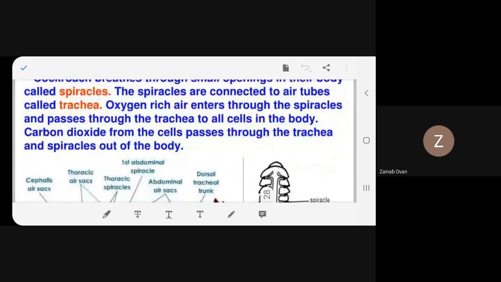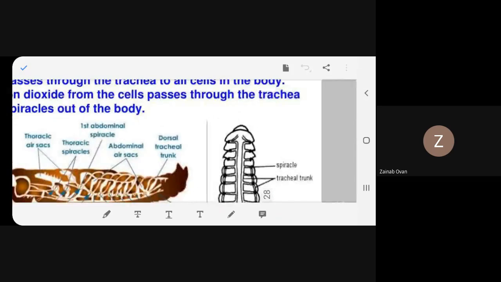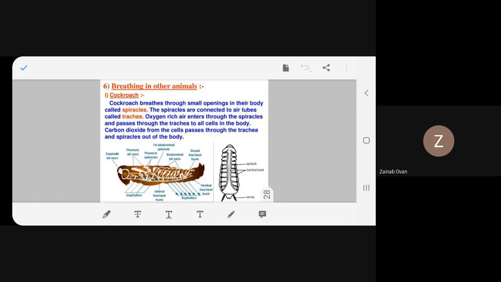Understood now? What is happening over here? You can see this dot. You see this dot? All these are spiracles. And this is a tube, this is the trachea. So it is forming a tube by which the oxygen is moving inside the body. So these are air tubes which are connected with the spiracles. So oxygen-rich air enters through the spiracles, goes through the trachea, goes to all the cells in the body, and you know that when oxygen is used, obviously carbon dioxide is produced. So the carbon dioxide from the cells again comes to the trachea and goes to the spiracles and is removed out of the body.